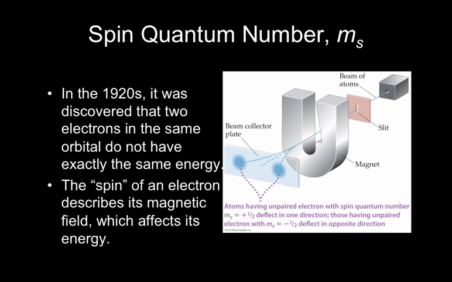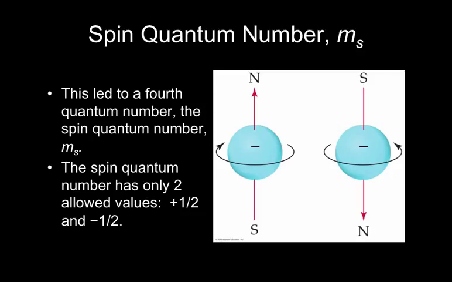The other thing that they noticed in the 20s was that if you have 2 electrons in the same orbital, they don't have exactly the same energy. So what they used to describe that is they described their spin. That means that the spin of an electron describes its magnetic field, which affects its energy. So what they came up with is that they are assuming that these electrons spin on an internal axis in opposite directions. So if you have 2 electrons in the same orbital box like you saw on that previous page, because like we said before, each orientation holds 2 electrons, then they have to have opposite spins.